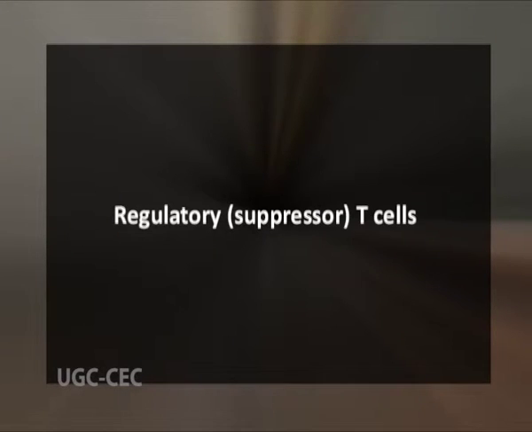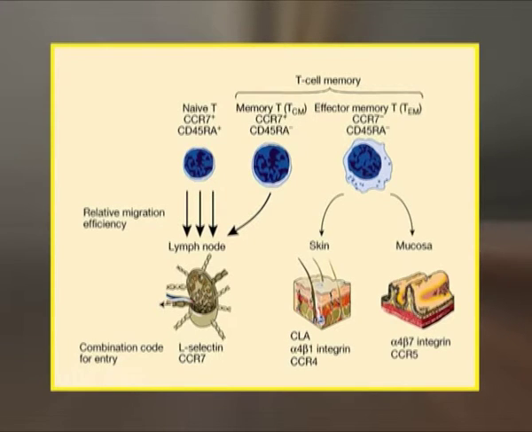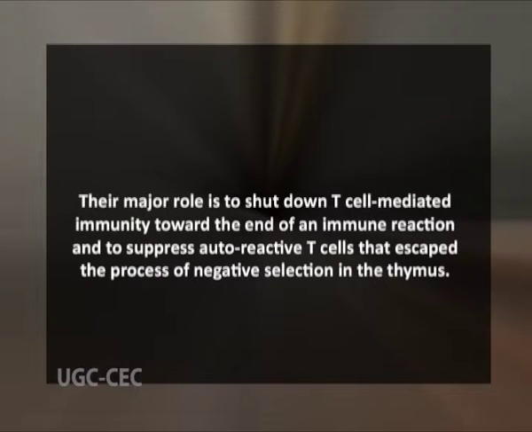Number 5. Regulatory or suppressor T cells. Regulatory T cells are crucial for maintenance of immunological tolerance. Their major role is to shut down T cell mediated immunity towards the end of an immune reaction and to suppress autoreactive T cells that escaped the process of negative selection in the thymus.